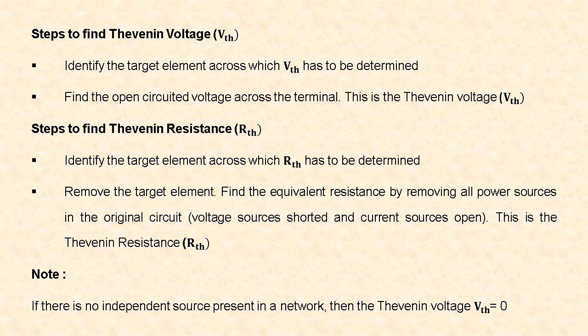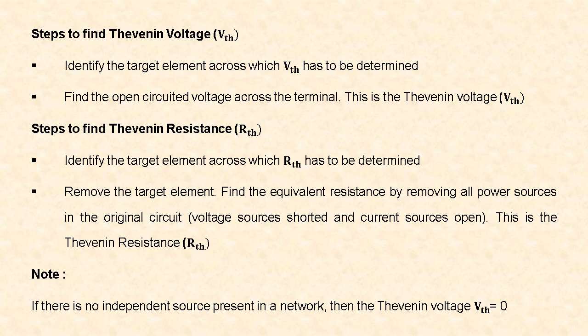Next we have to find the Thevenin's resistance. For that, identify the target element across which Thevenin resistance has to be determined. Remove that target element and find the equivalent resistance across the terminal by removing all the power sources in the original circuit. That is, we have to short circuit the voltage source and open circuit the current source. If any internal impedance is given, we have to replace the voltage source and current source by their internal impedance. So this equivalent resistance is the Thevenin resistance.